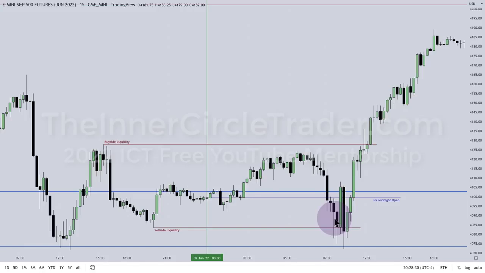So if you lose the context of, like, for instance, the levels here and here, you won't understand that it's dropping down to that higher time frame key level, which is the fair value gap low.